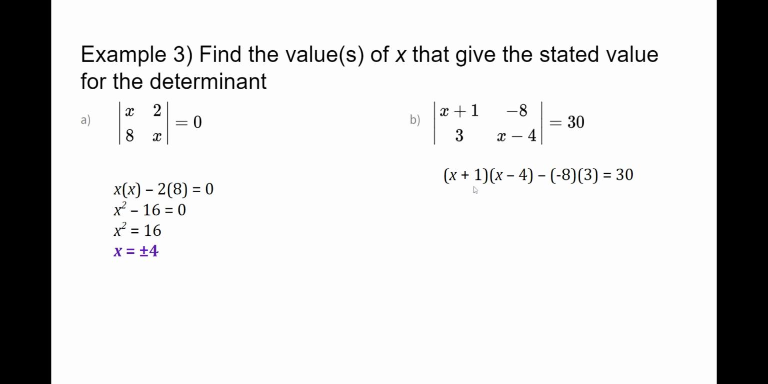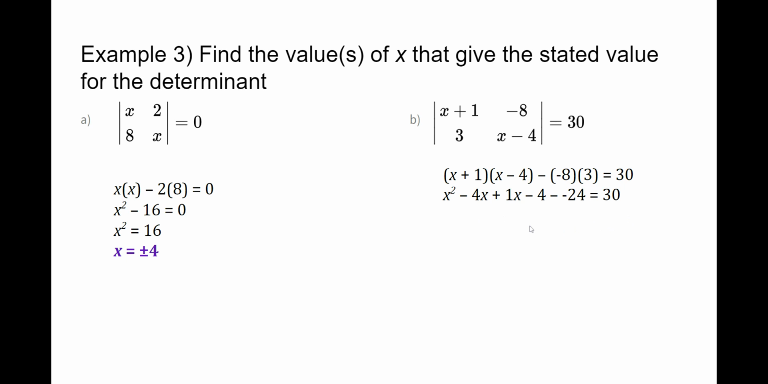Now when you multiply the x plus 1 times the x minus 4, you can either do the double distribute, or you could use a box and multiply out all the pieces. X times x is x squared, x times negative 4 is negative 4x, 1 times x is 1x, 1 times negative 4 is negative 4, minus negative 8 times 3 gives us negative 24, and that's all equal to 30.